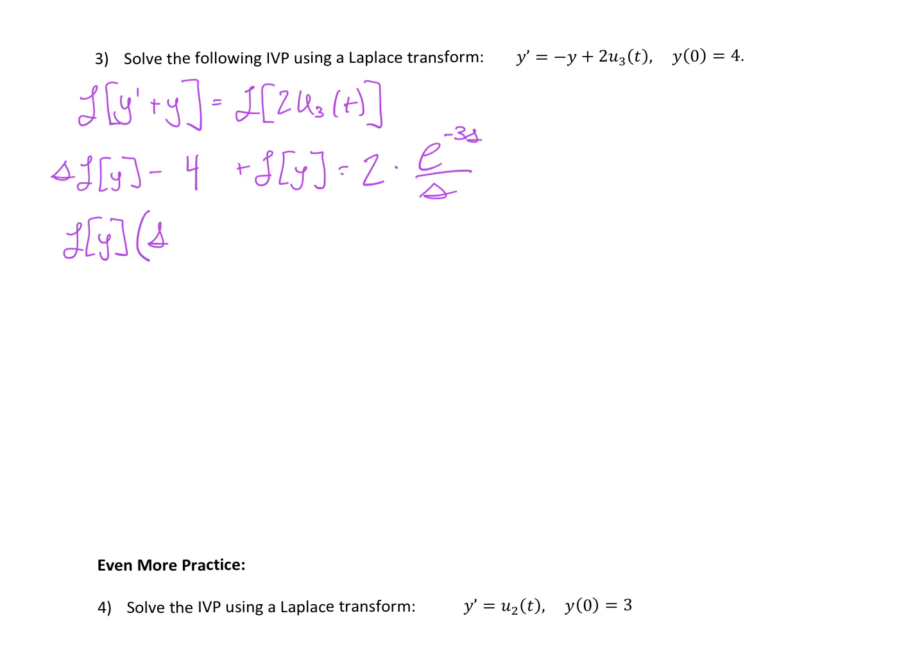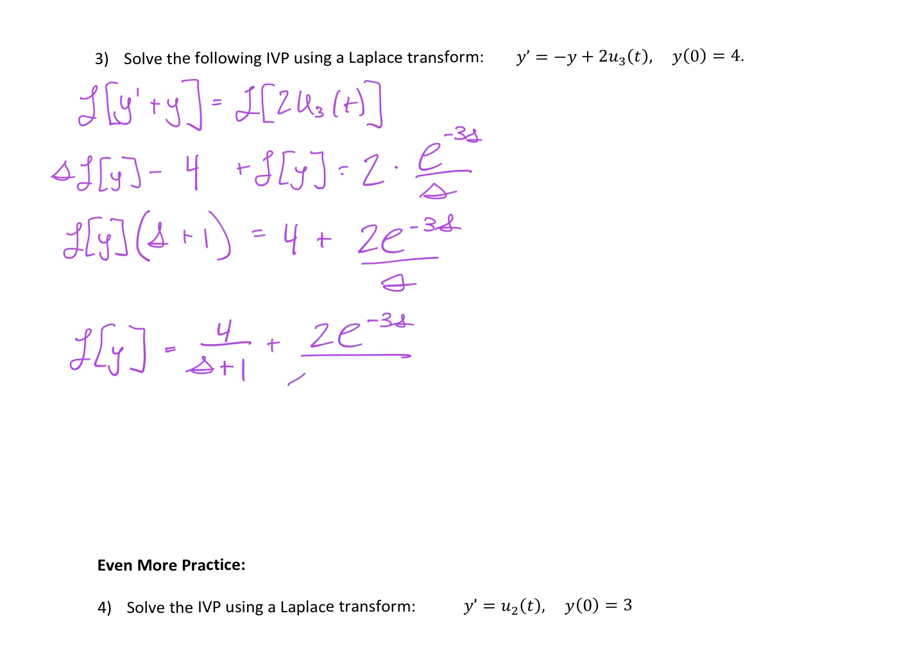Laplace of y times s plus 1 equals 4 plus 2e to the negative 3s over s. Now I'm going to divide both sides by s plus 1. So I have the Laplace of y equals 4 over s plus 1 plus 2e to the negative 3s over s times s plus 1.